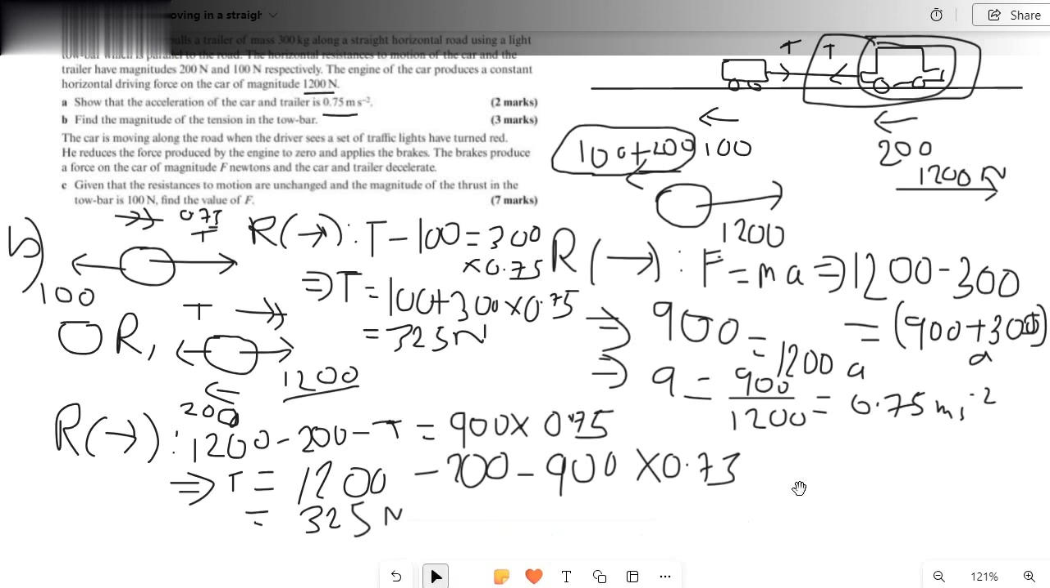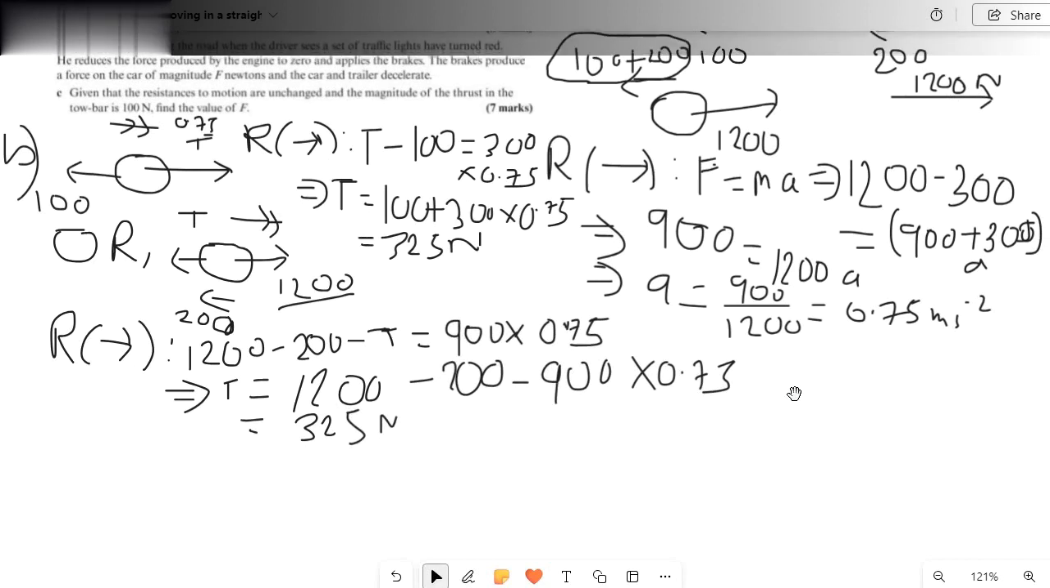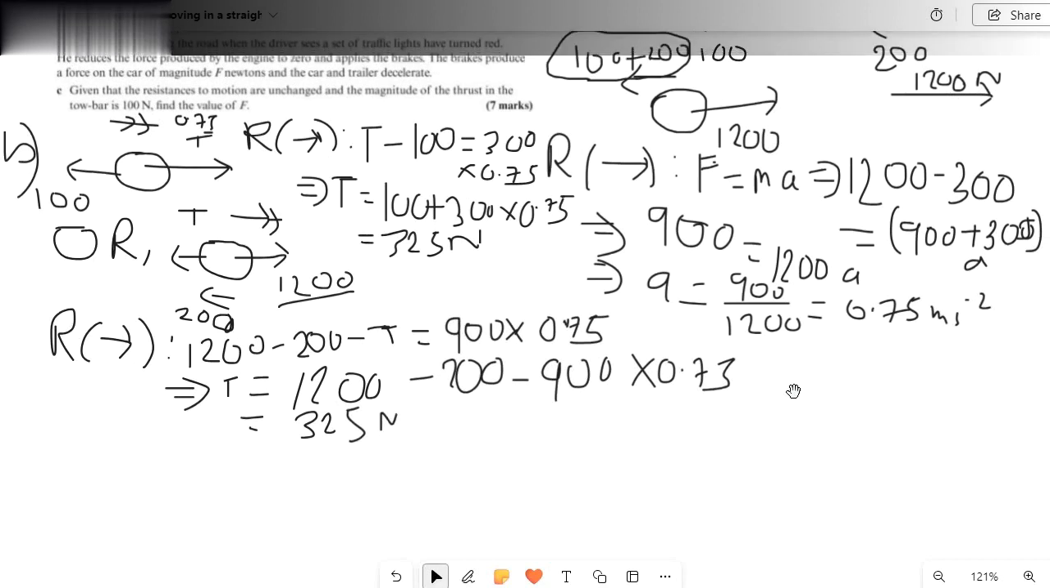In part C, the car is moving along the road when the driver sees a set of traffic lights being turned red. He reduces the force produced by the engine to 0 and applies the brakes. The brakes produce a force on the car of magnitude F newtons, and the car and trailer decelerate. Given that the resistances to motion are unchanged and the magnitude of the thrust in the tow bar is 100, find the value of F.